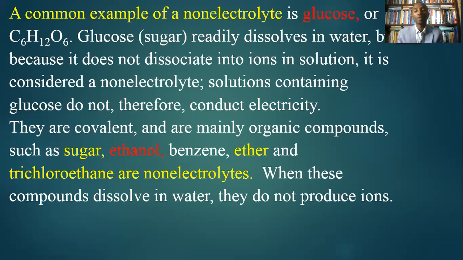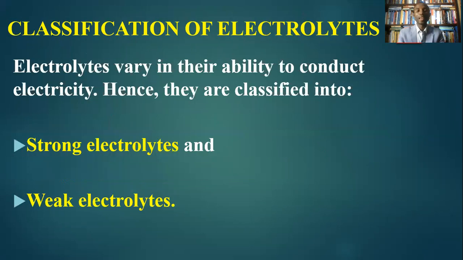When all these dissolve in water, of course, they do not produce ions. Definitely, they will not conduct electricity or electric current. Hope you can differentiate between electrolytes and non-electrolytes now. Okay, we can classify the electrolytes into two. Classification of electrolytes. Electrolytes can be classified into strong electrolytes and weak electrolytes based on their ability to conduct electricity.